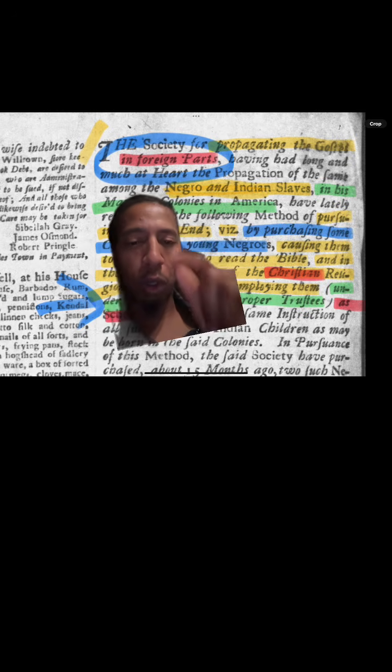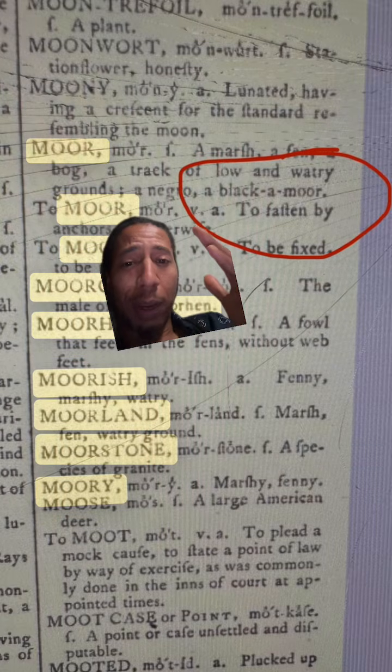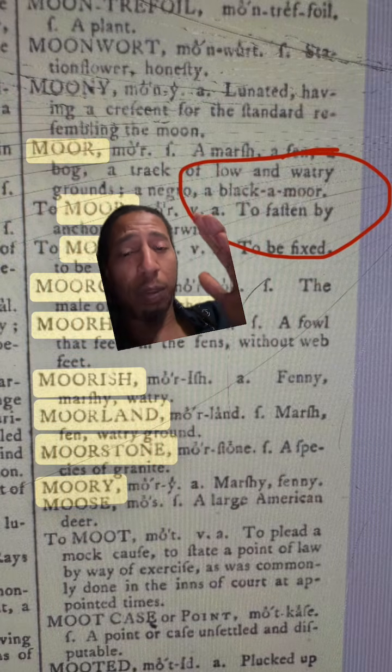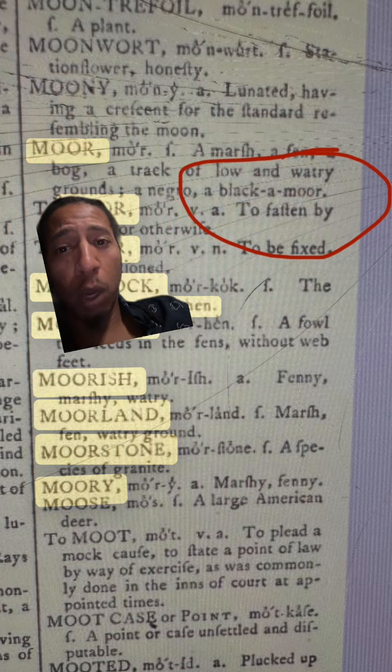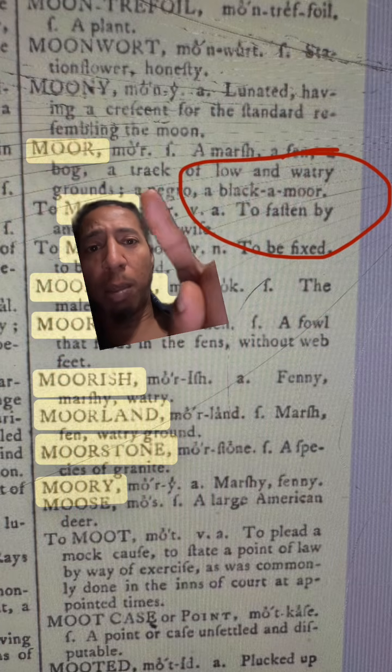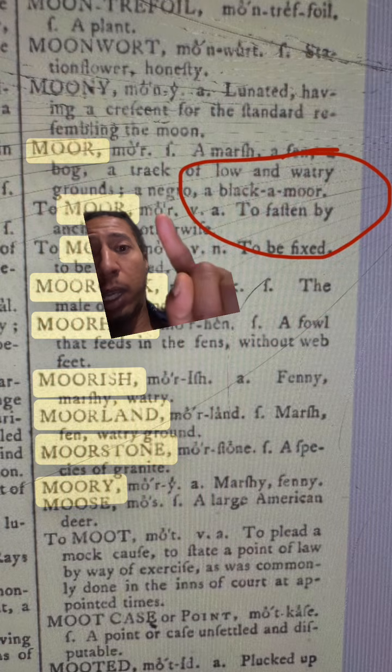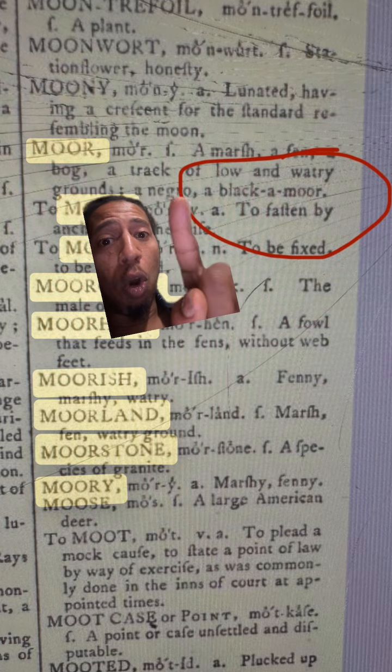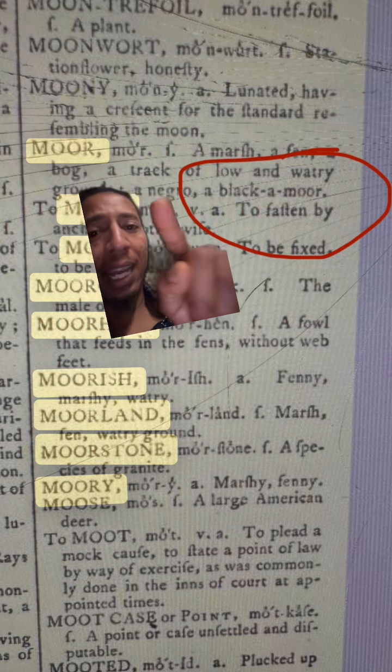Okay, let me show you. Now we're going to go through a series of dictionaries from different time periods. Now here's one that says a Moor, a tract of land, low grounds. But what do you see here? A Negro, a blackamoor, a Negro.